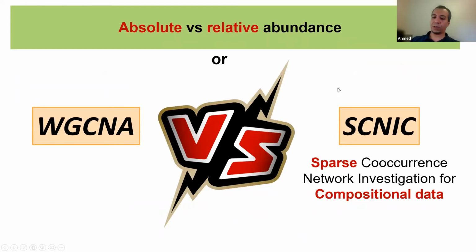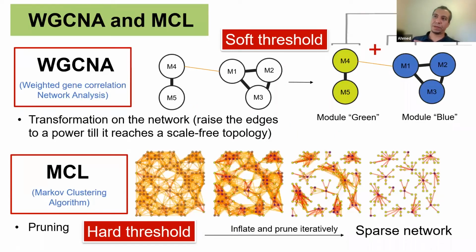So that was what I wanted to convey from this comparison: soft threshold versus hard threshold each has its uses. If you are only interested in the modules or the clusters, and that is your end goal, then MCL might be just enough for you. If you are interested in looking within these modules later and trying to correlate the different members within these modules to something or to other modules, then you might actually want to go with WGCNA in that case.